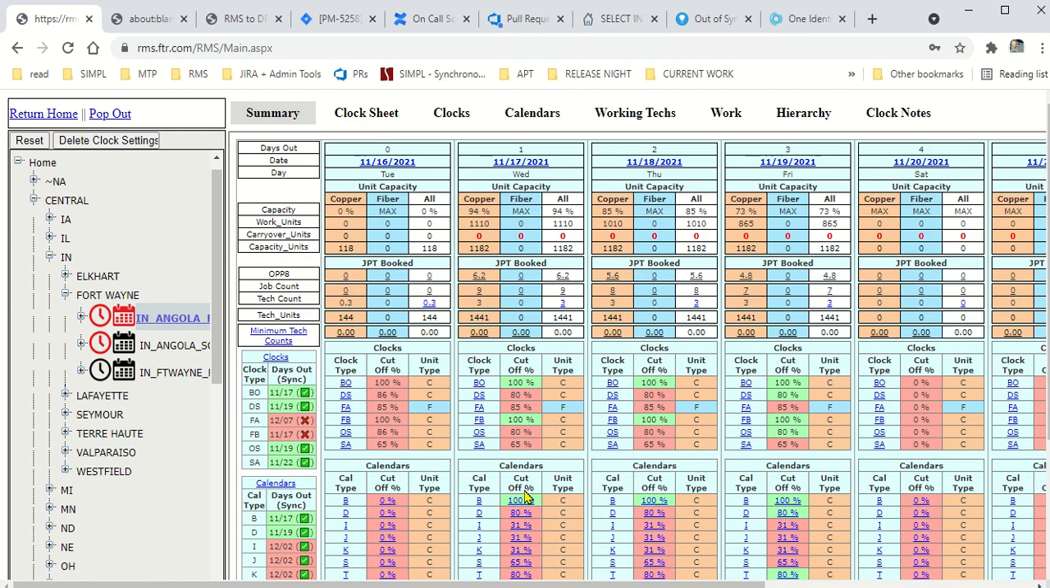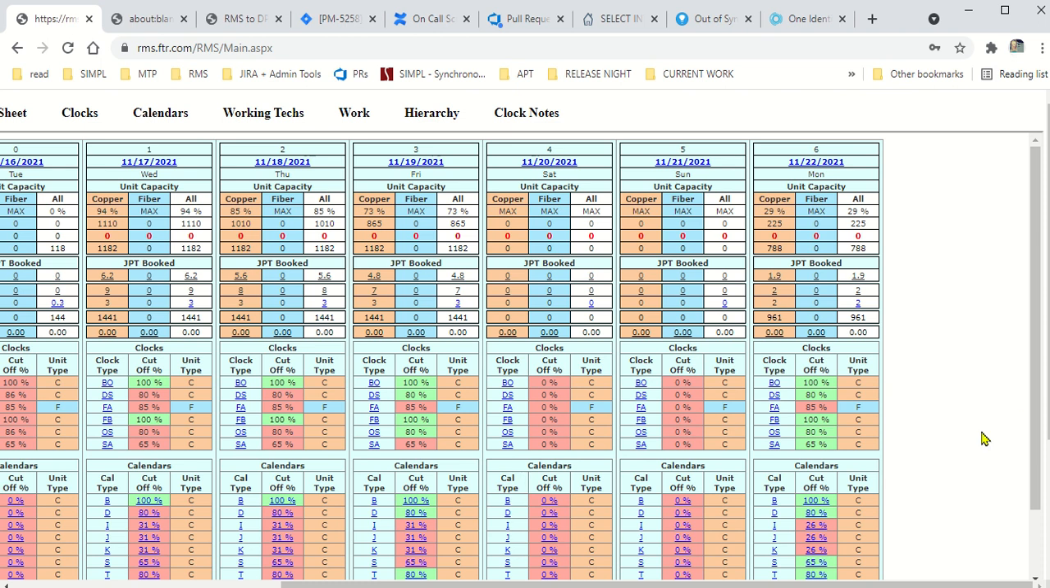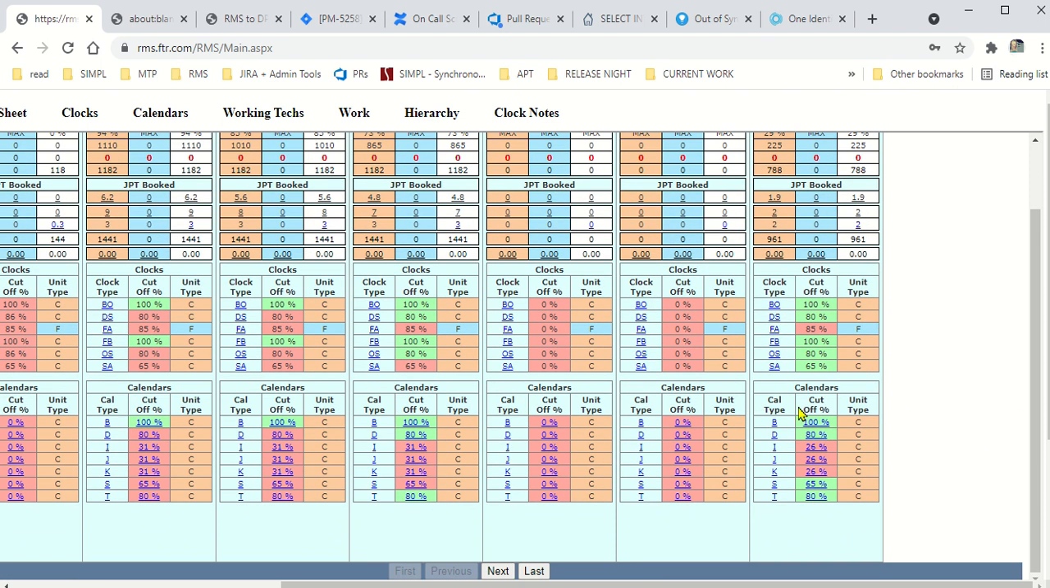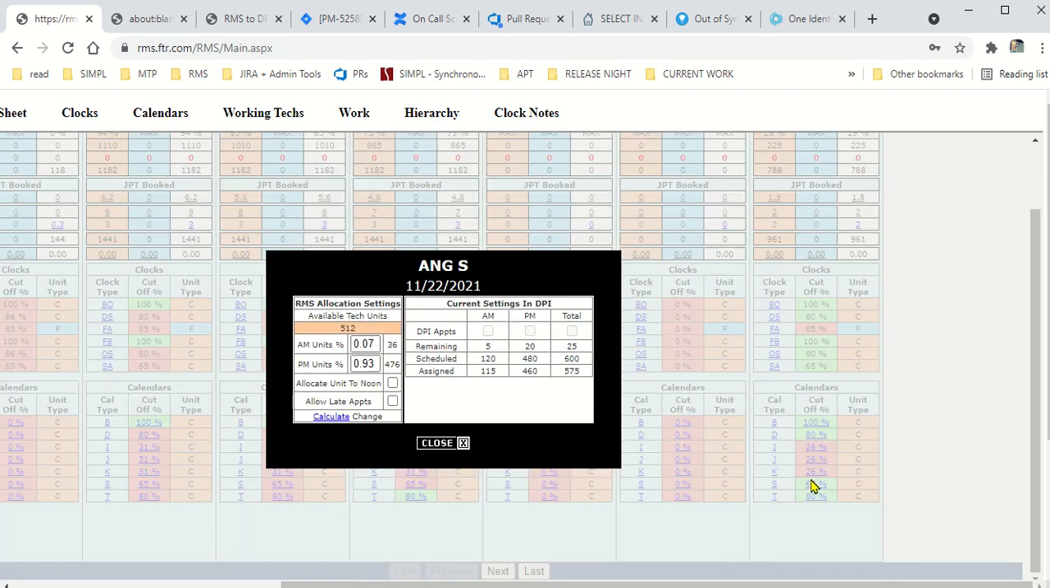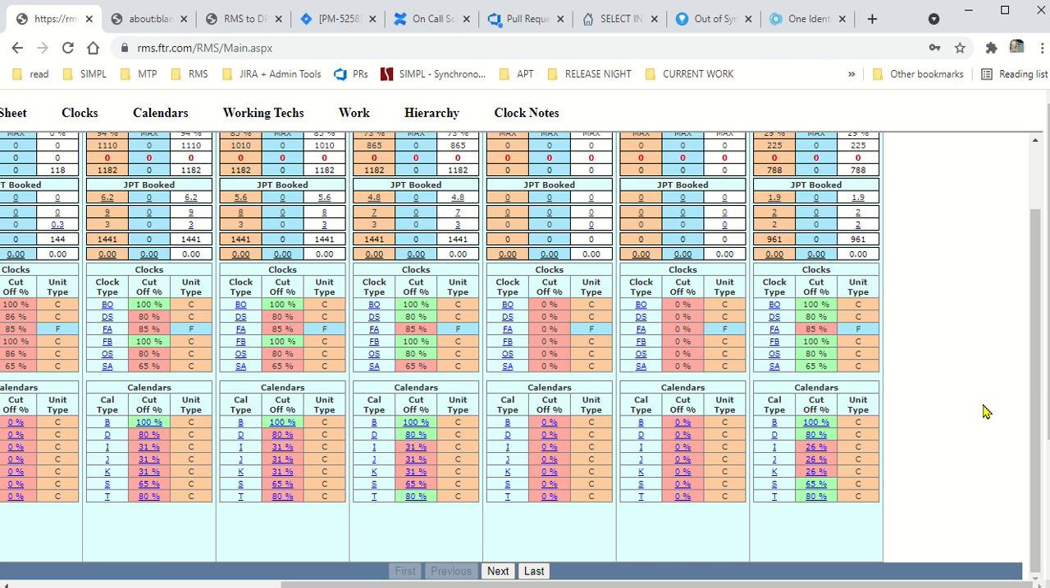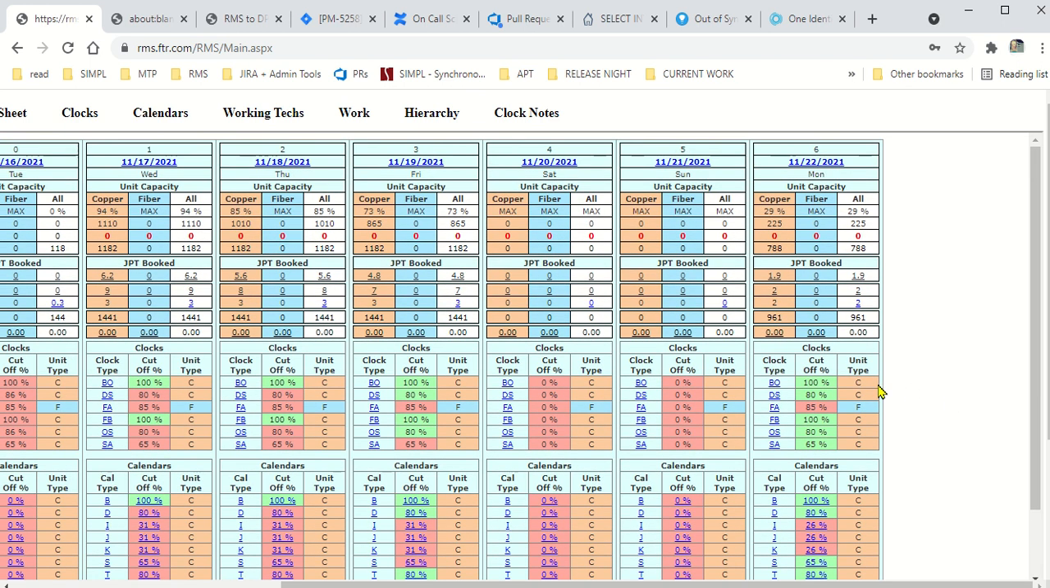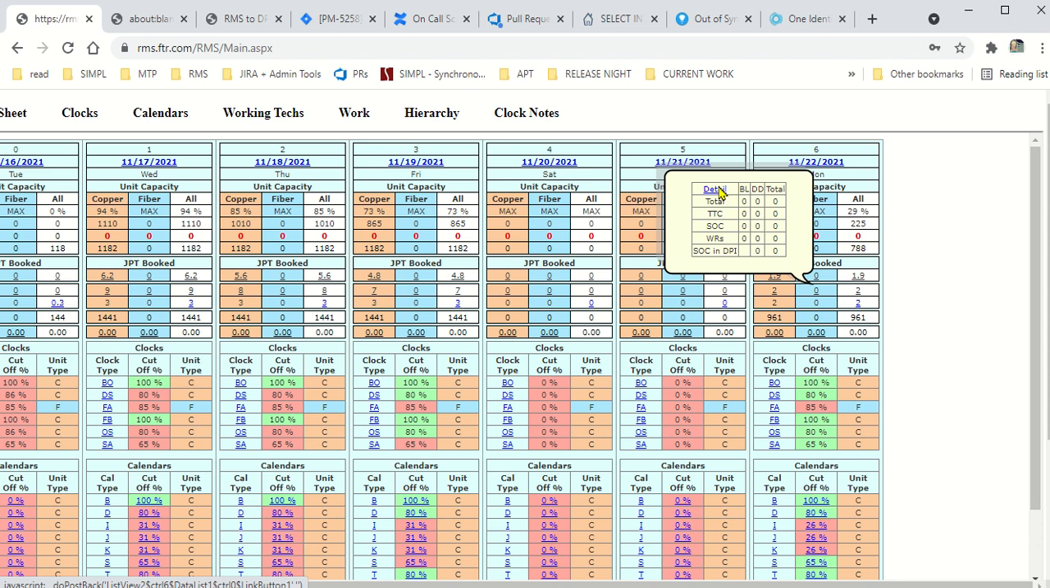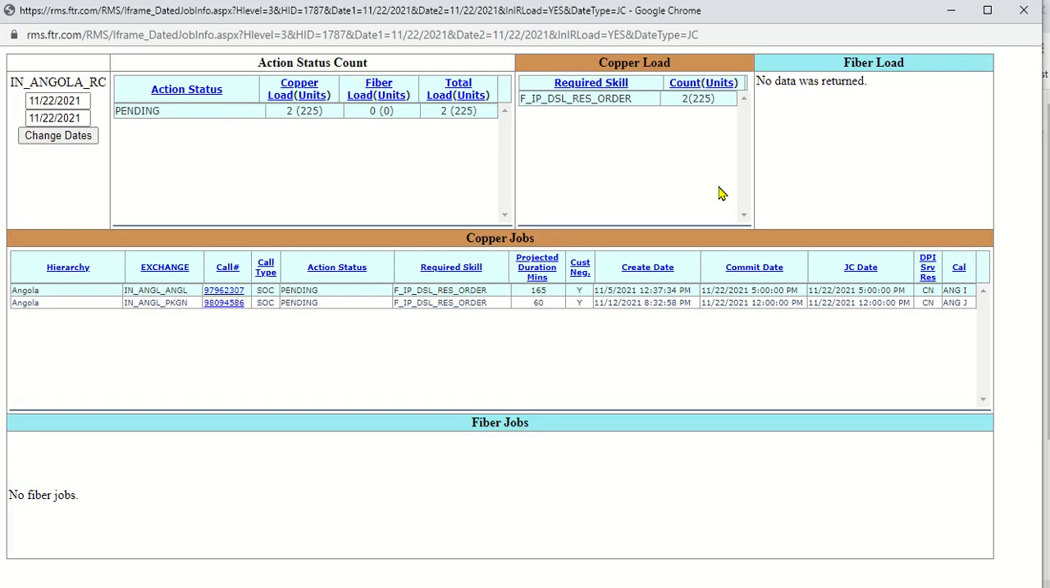RMS wants it to be 1122, but if you click on 1122, okay, there's fiber. Okay, so it's going to say 5 remaining. Okay. So now I should look at what the actual appointments are. Yeah, there's only 2 jobs. Well, when you click on that, yeah, it'll take you to the same place, I guess.